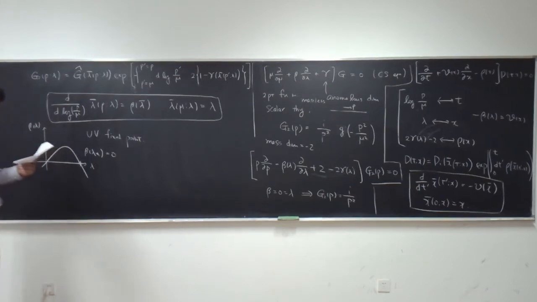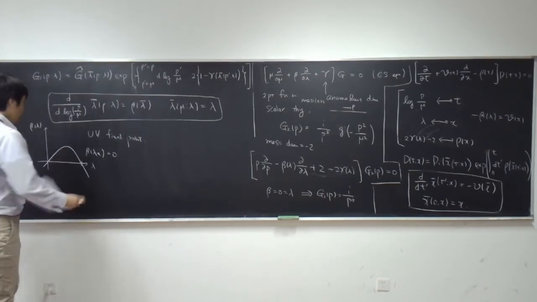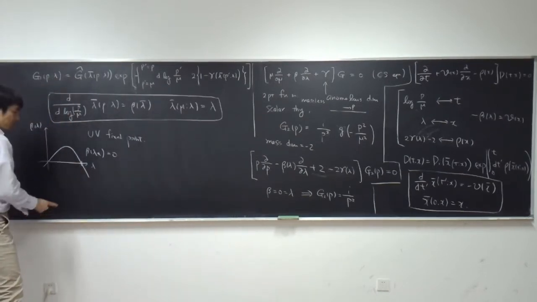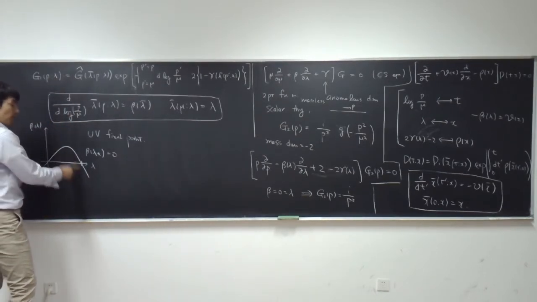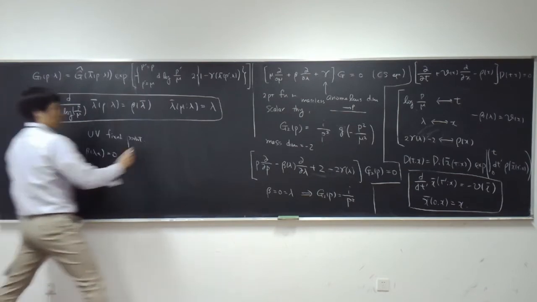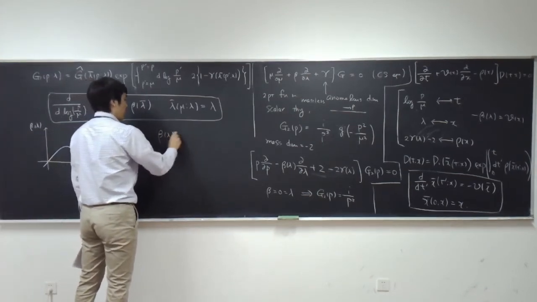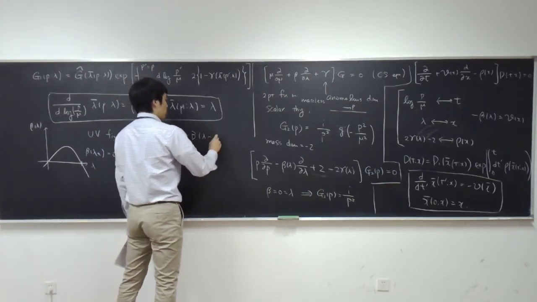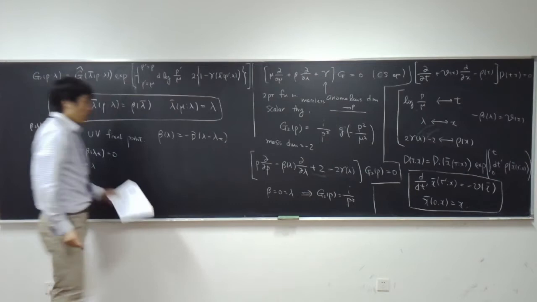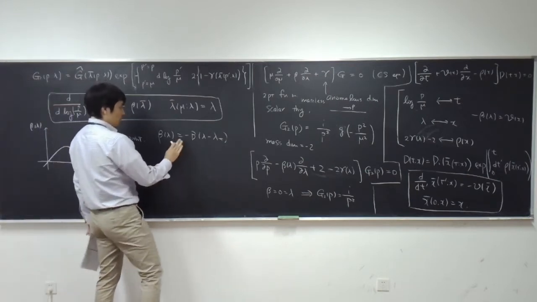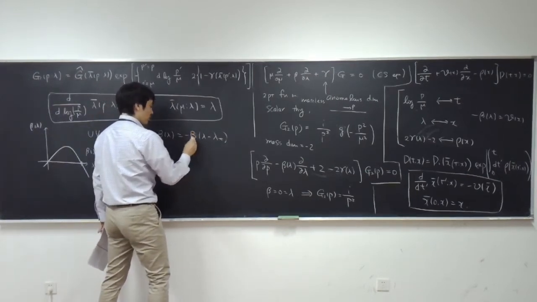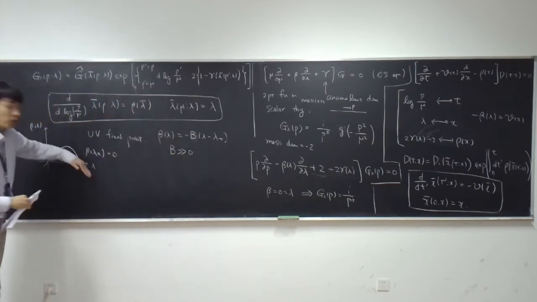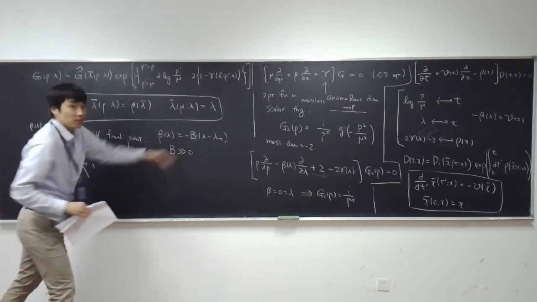UV fixed point. Around here, one can just linearly approximate the behavior around the UV fixed point. So the beta function of lambda around the UV fixed point is of course some B times (lambda minus lambda star), where B is positive. This is capital B, not the beta function. B is positive. So now the slope here is negative. Okay, minus B is negative.